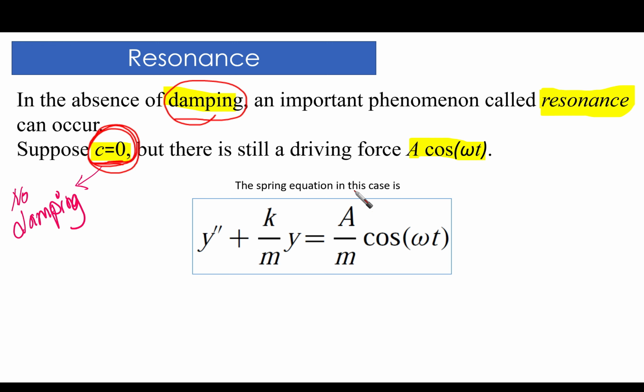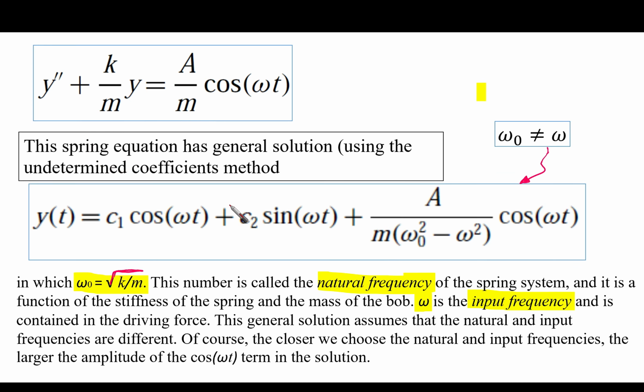The spring equation in this case is going to be y double prime plus k over m times y. There is no y prime here because we have c equal to 0, so that term has been removed, because it is 0, okay. It equals the right-hand side here, which is a over m cosine omega t. So now this spring equation has a general solution using undetermined coefficients.